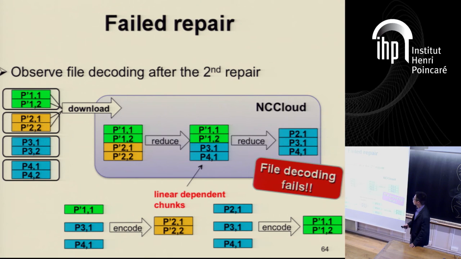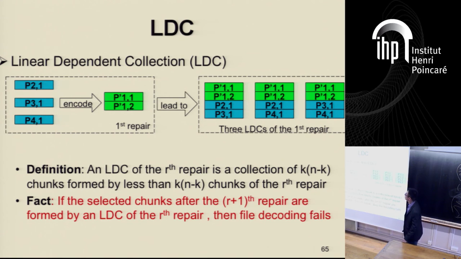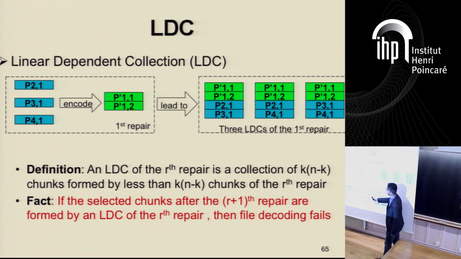Here we introduce a new concept, the LDC. LDC is the linear dependent collection. Let me show it by example. This is the first repair, and these three chunks are encoded to these two chunks. That leads to three LDCs of the first repair. Let me explain what the LDC is. An LDC of the rth repair is a collection of k multiplying n minus k chunks which are formed by fewer than k multiplying n minus k chunks of the rth repair. Let me use this example to explain.